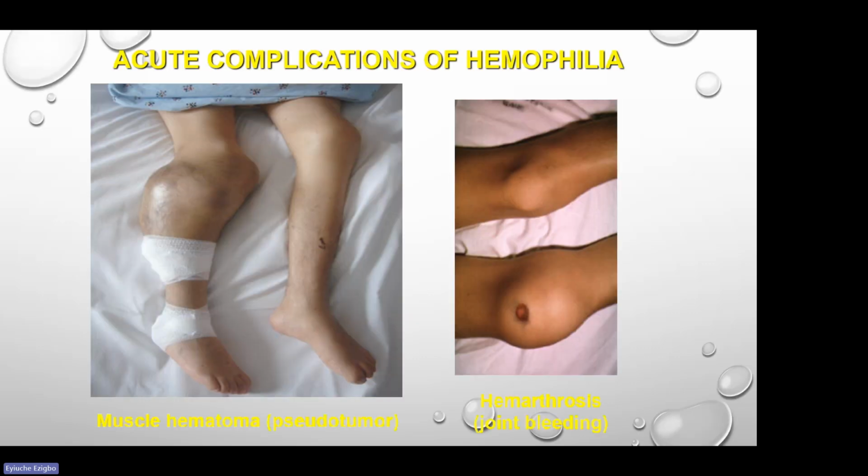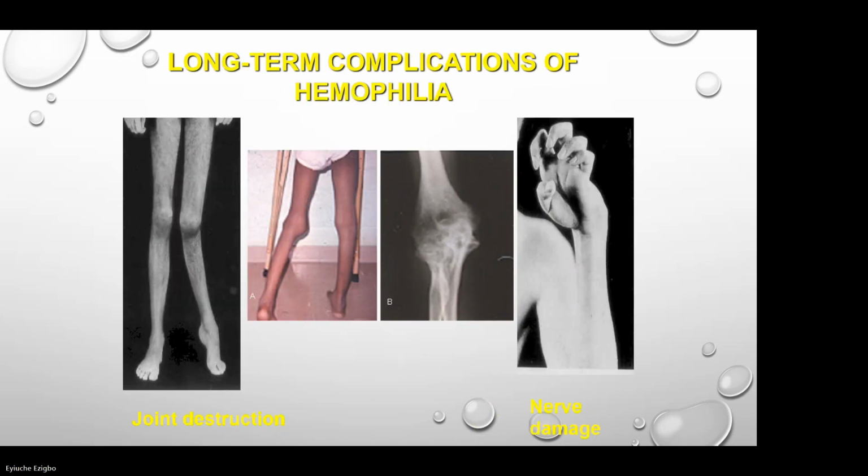So when you look at this diagram now, you can see some children that have hemophilia A. You can see the bleeding into joints and muscles. You can see it, very severe ones. You see the acute complications of hemophilia. This is a muscle hematoma. Then this is joint bleeding. All right. So these are still some of the long-term complications of hemophilia.